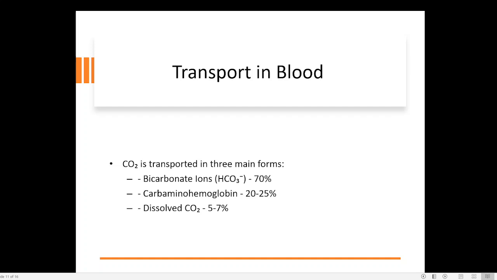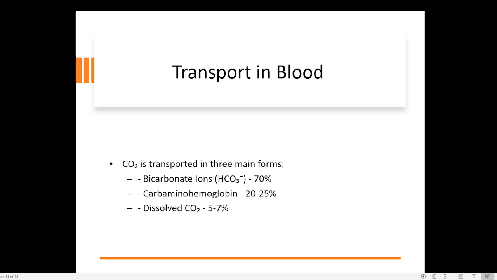And the second mechanism is carbaminohemoglobin, a combination of carbon dioxide with the hemoglobin. That combination of carbon dioxide with hemoglobin is known as carbaminohemoglobin. We always say that hemoglobin is the oxygen carrying molecule, but hemoglobin also has the ability to carry a little bit of carbon dioxide. That is, 20 to 25% of the total carbon dioxide present in your blood is transported by hemoglobin. So that is another mechanism by which carbon dioxide transport is taking place.